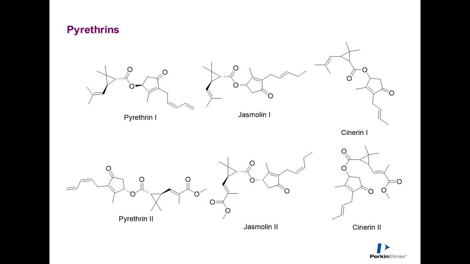Another class of pesticides that have gained some attention are the pyrethrins, and we see 6 of them here. They share similar masses and similar characteristics in the LC-MS. And what was needed here was to perform a study on using the right MRM.